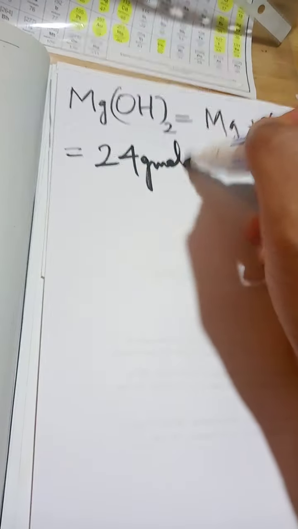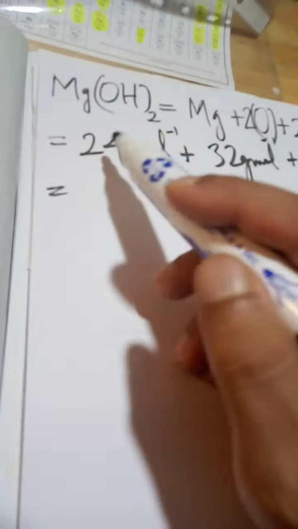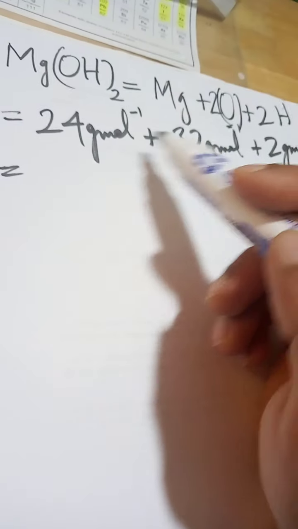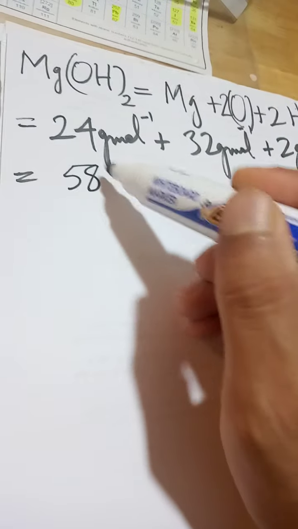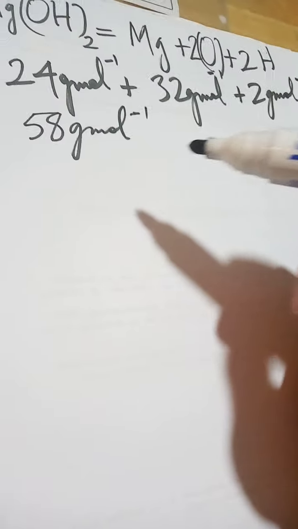That would be 1 atom of magnesium, 2 atoms of oxygen, plus 2 atoms of hydrogen. That'll be 24 grams per mole plus 32 grams per mole plus 2 grams per mole. That'll be 26, 28, 58. So 20 and 30, 50. 54 plus 2, that's 58 grams per mole. It's only 0.5 grams less than sodium chloride's relative molecular mass, which is quite interesting.